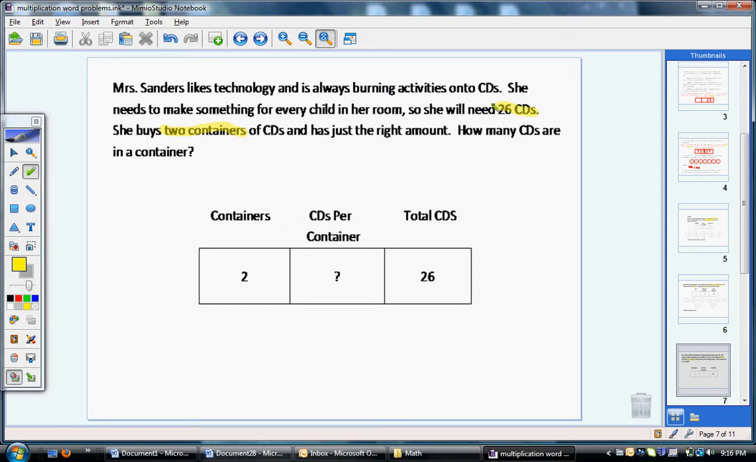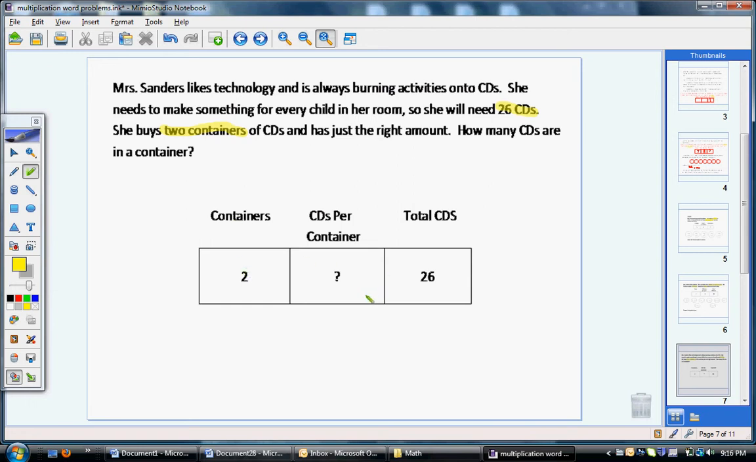I need to figure out what that question is asking. How many CDs are in a container? How many CDs are there per a container? Well, that's this middle one right here, the CDs per container. So I put my question mark here. Now I use my keywords to figure out where the rest of the numbers go. 26 CDs would be my total number of CDs. So I put the 26 here. 2 containers matches up with my keyword here, so I have 2.